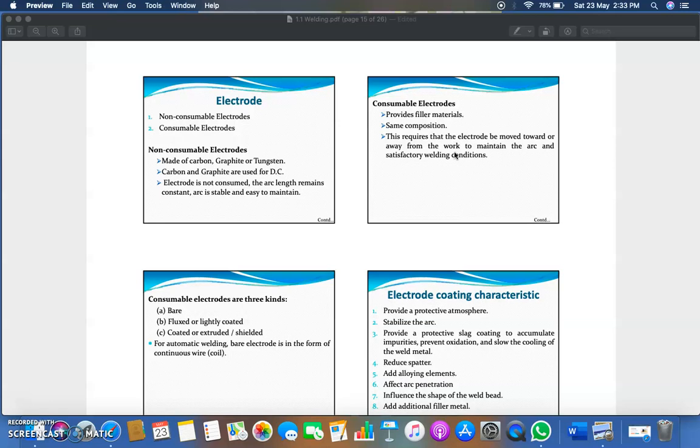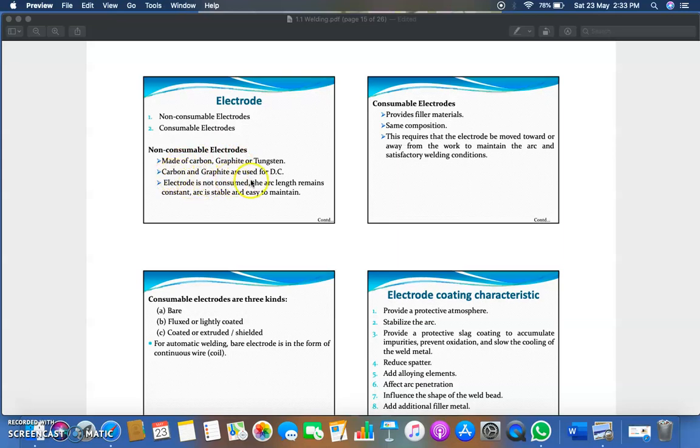So as you can see, electrodes are of two types: non-consumable electrodes and consumable electrodes. Now what are the differences between these two? Non-consumable electrodes are made of carbon, graphite and tungsten. Means these three metals are the main constituents in the manufacturing of non-consumable electrodes.